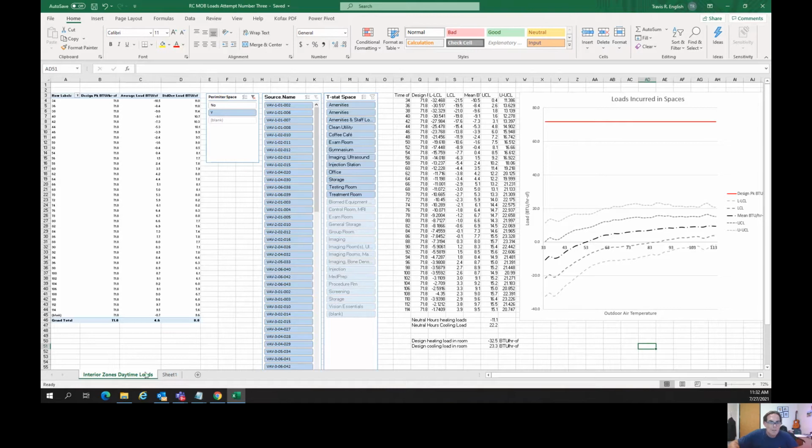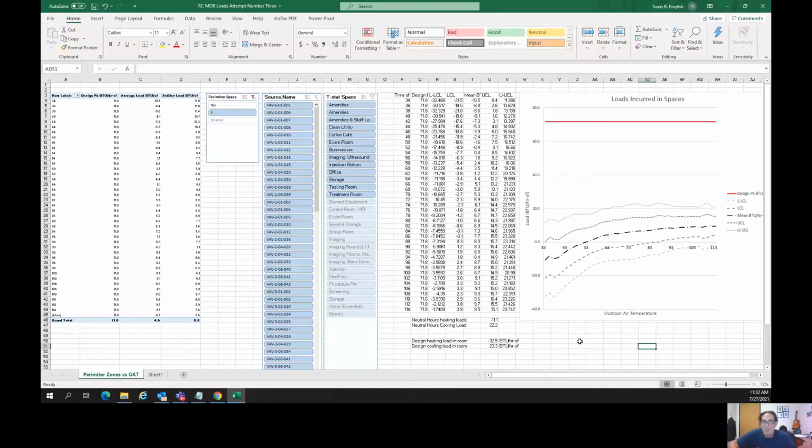This one is for perimeter zones versus outside air temperature. And the outside air temperature has been rounded to every other degree: 34 degrees, 36, 38, 40, 42, et cetera, but we can still slice and dice the data.